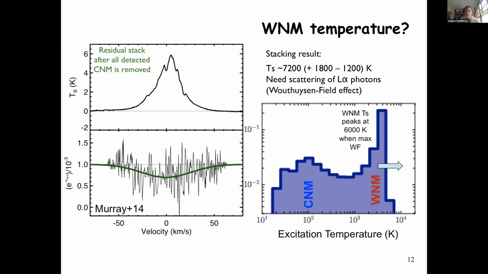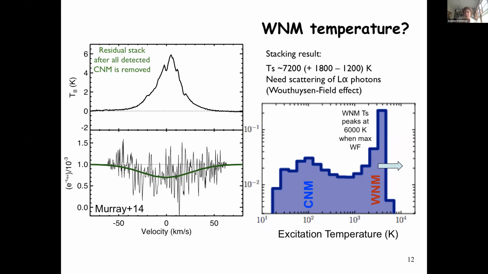So this effect is called the Wouthuysen-Field effect, and our work shows that this is very important in the Milky Way, and it's still very poorly constrained. And effectively, we are suggesting that numerical simulations are doing okay, but they need to move the peak of that warm neutral medium more to the right, because that warm neutral medium, because of a larger pool of Lyman alpha photons, is actually more important.